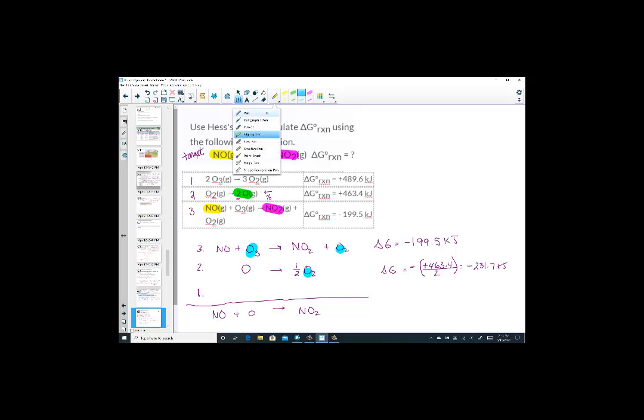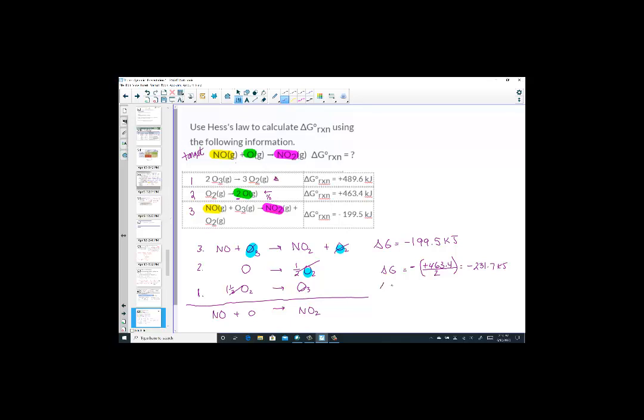So what can I do to cancel out an ozone? I'm going to need it over on this side, O3, so that these will cancel. And I'm going to need 1.5 of the oxygens. And so O2, I'll put 1.5 so that these two will cancel. Now, how do we do that with this?